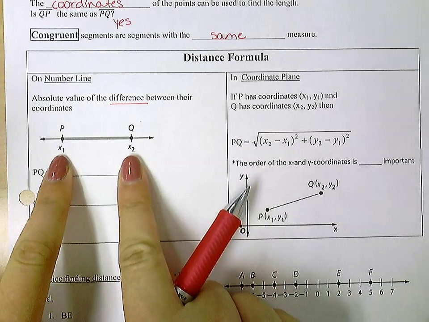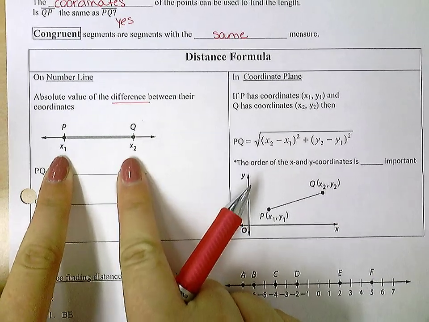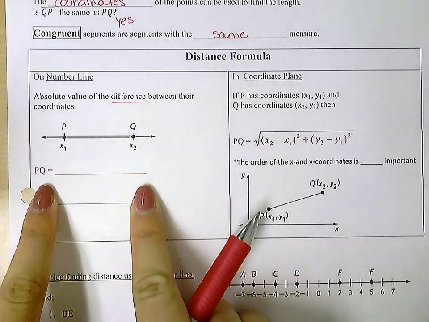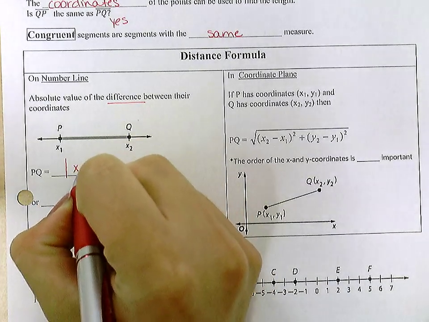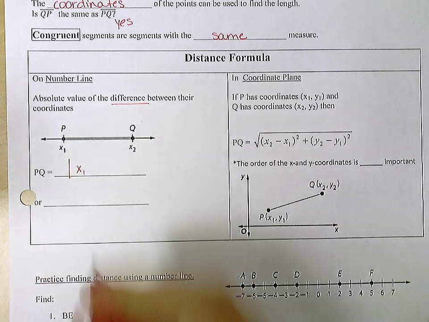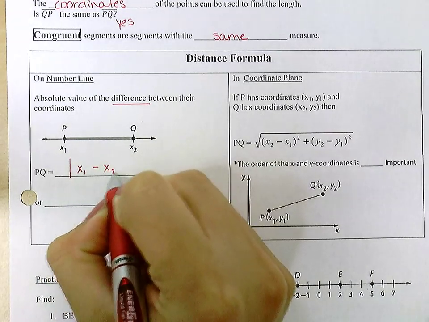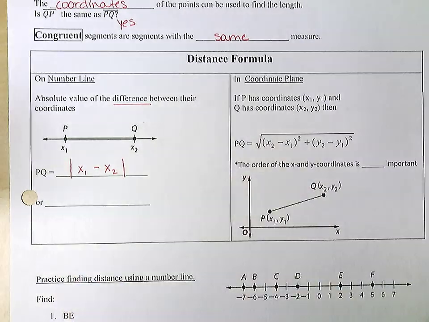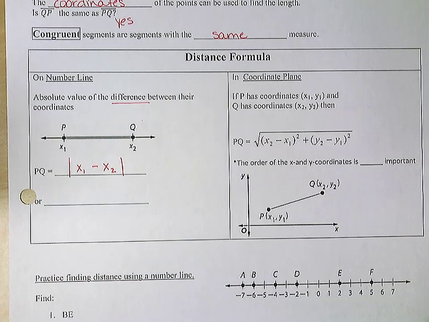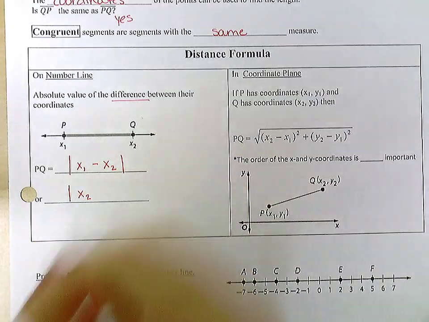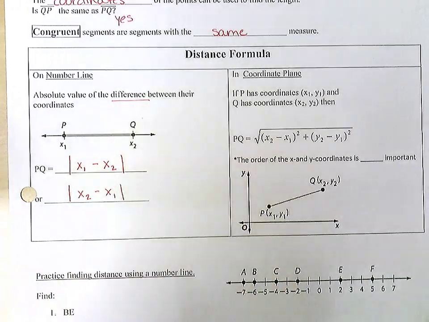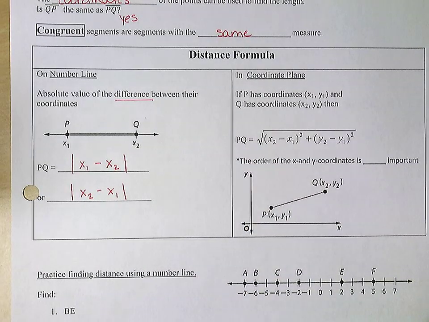So here I have point P and point Q. We have x sub 1 and x sub 2. So to find the distance of PQ, I would take the absolute value of one of my points, so x sub 1, subtract my other point, x sub 2. Again, it's just the absolute value of that difference. Okay, since it's on a number line, you can flip-flop x sub 1 and x sub 2. So, or you could have the absolute value of x sub 2 minus x sub 1. Okay, doesn't matter the order.